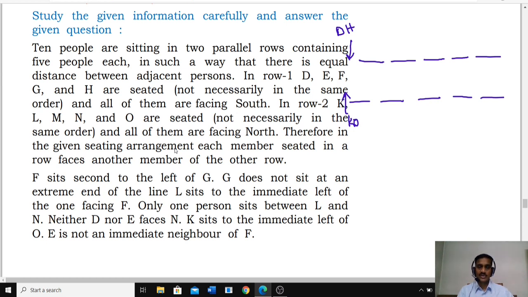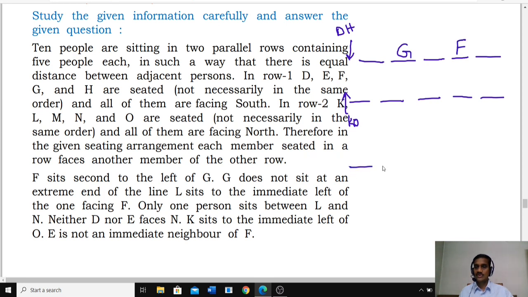Coming to the first one, F sits second to the left of G. G does not sit at any one of the extreme ends of the row. F is seated second to the left of G. Wherever G is, F is second to the left of G.